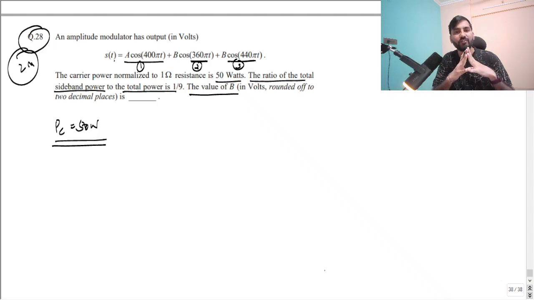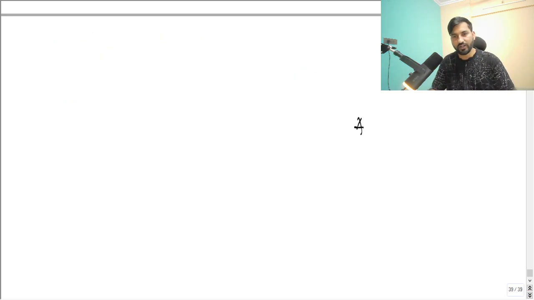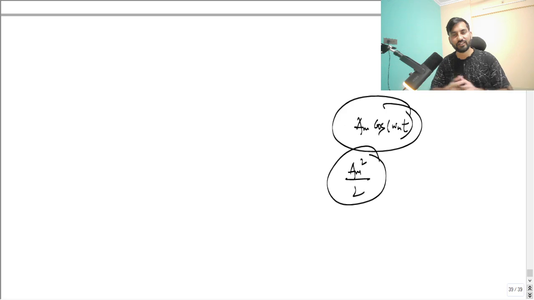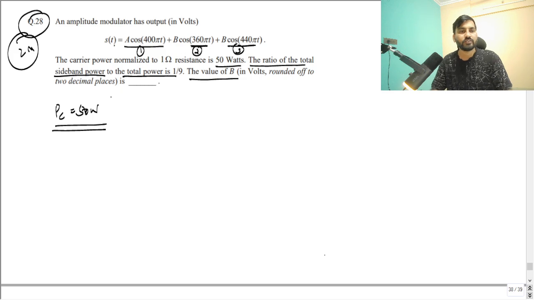So what is the total sideband power? How to compute power from a sinusoidal signal? Let's say you have Am cosine omega m t. If someone asks you what is the power of this, you can say Am square by 2. You just find the RMS value and take the square of the RMS value. That is going to be Am square by 2 here. Next, you just have to follow whatever is given in the question. You don't have to worry about the modulation index and all those things, because that is going to waste your time.